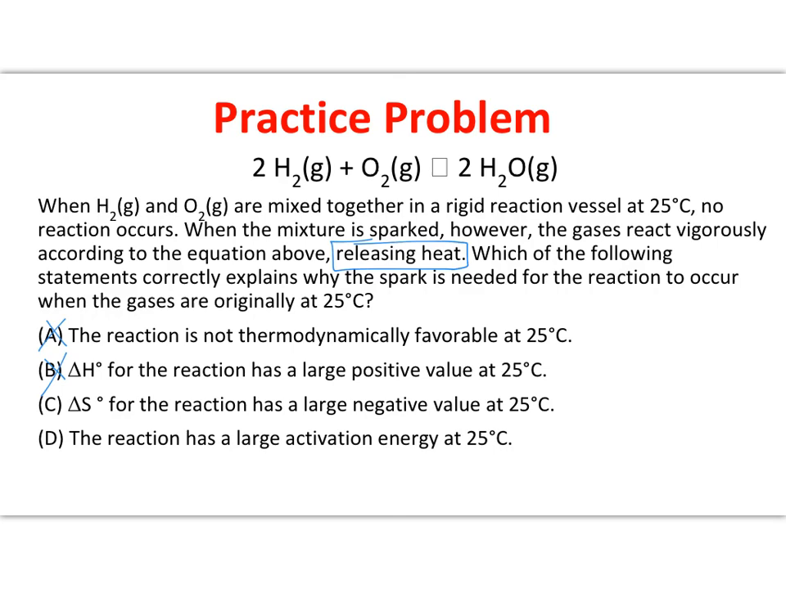Choice C, delta S for the reaction has a large negative value. Now this one we have to consider because we're going from 3 moles total on the reactant side to 2 moles total on the product side. So is the delta S negative? Yes. However, is it a big enough difference to cause the delta G to be not thermodynamically favorable? Well, we can check that out by looking at the reaction.